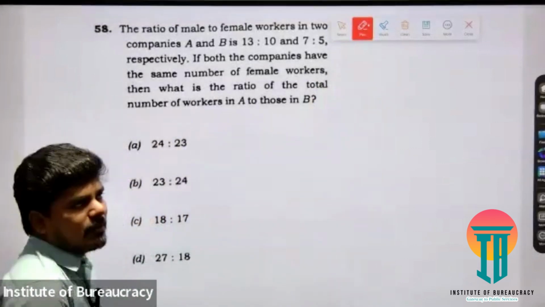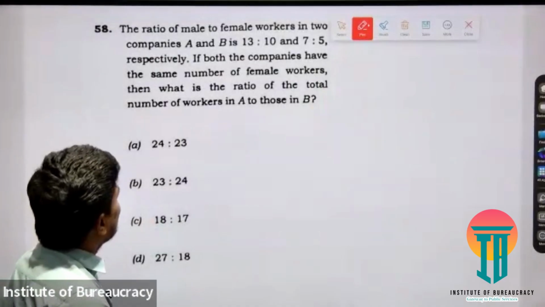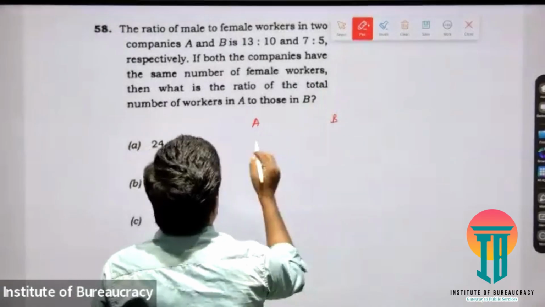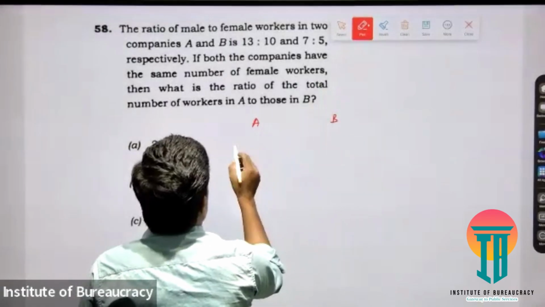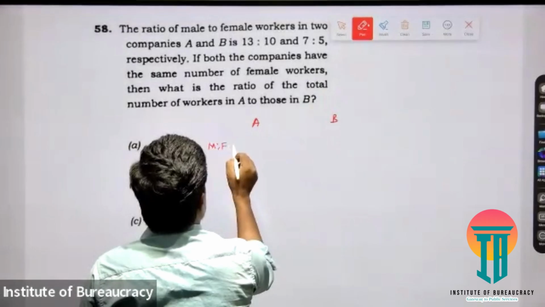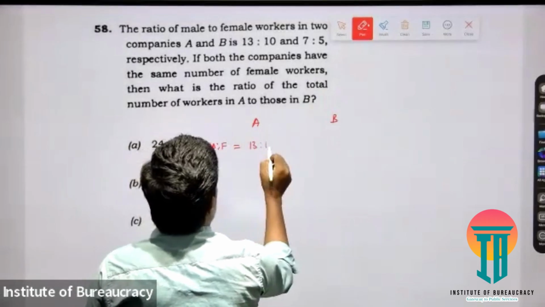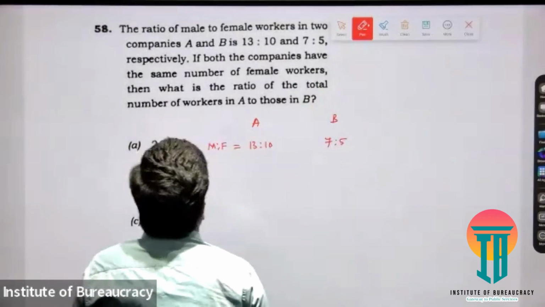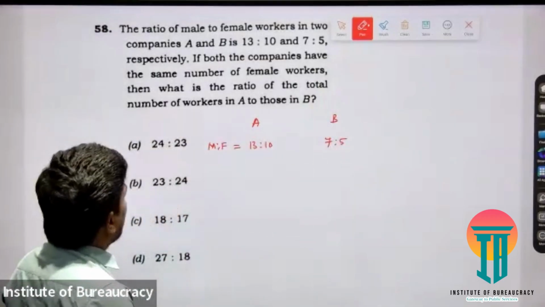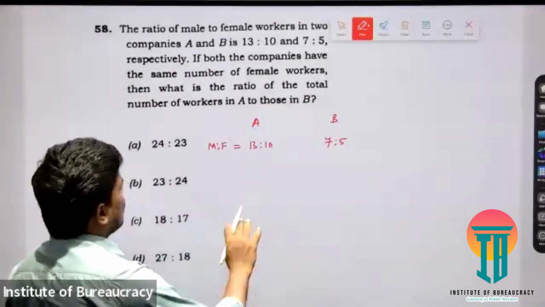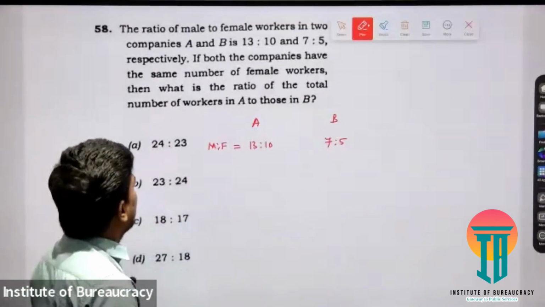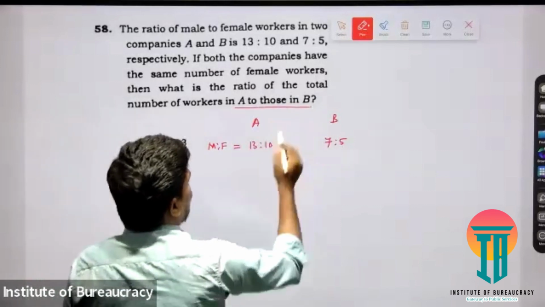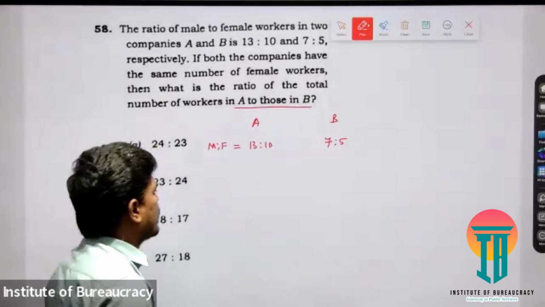The ratio of male to female workers in two companies A and B. So A and B are two companies. The male to female workers ratio is 13 is to 10 in A, and here it is going to be 7 is to 5. If both companies have the same number of female workers, then what is the ratio of the total number of workers in A to B? That's what we have to find.